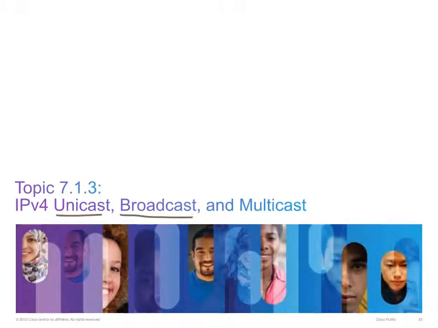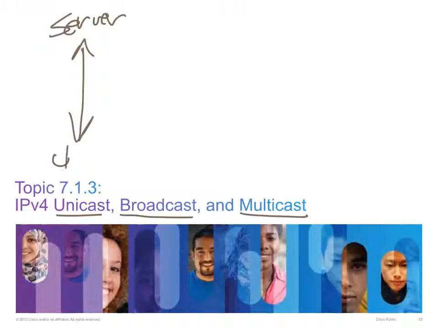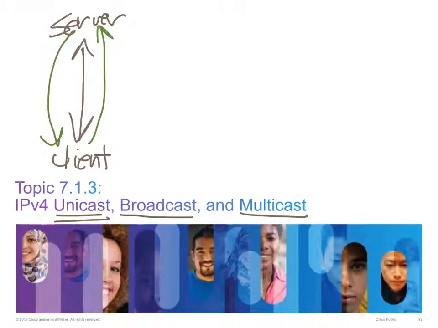Unicast, broadcast, multicast. Unicast is communicating to one other device. Maybe this would be a server, and this is a client. Now you're going to send a message to the server, a URL, say I need a web page, and then the server sends a web page back to you. Unicast. A lot of things on the internet function in unicast.